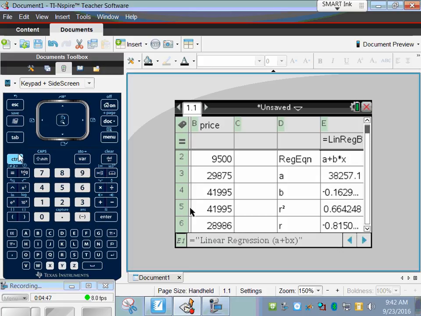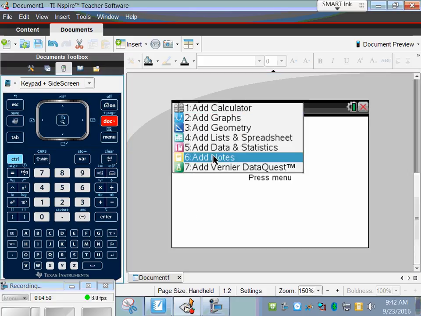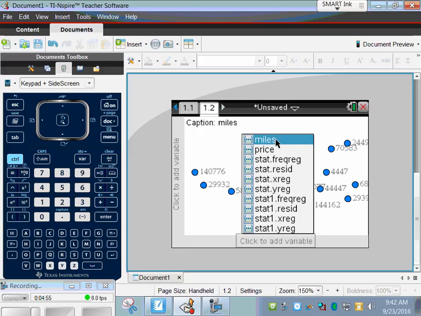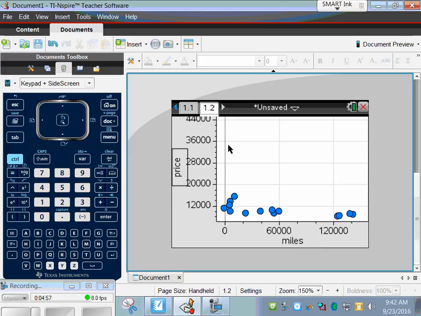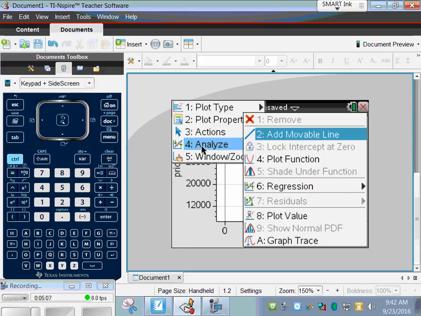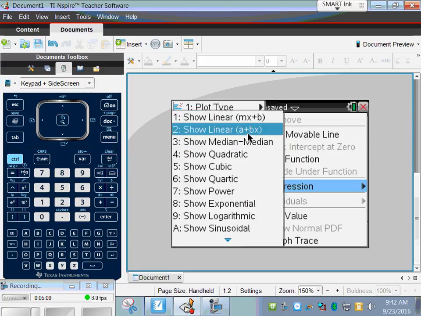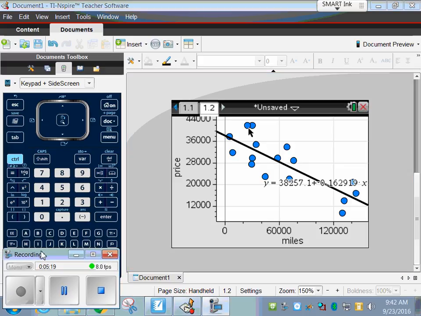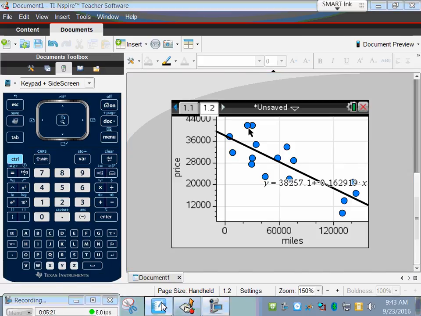So let's do the scatter plot. So we go control, doc, and we add data and statistics, and we're going to put our miles driven here and our price here. And as miles increases, price decreases. Then we want to put our line on here. So you want to go to menu, analyze, regression, and show linear. I'm doing the a plus bx. All right. So let's write these down because we need to find them.